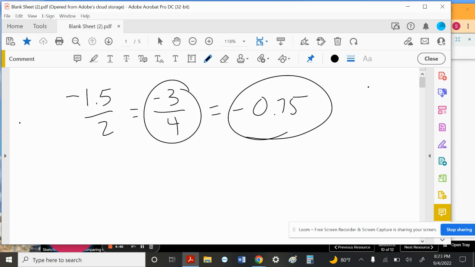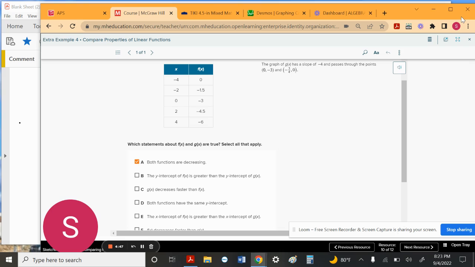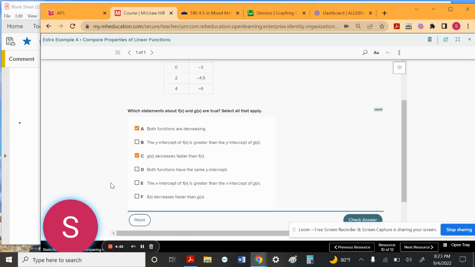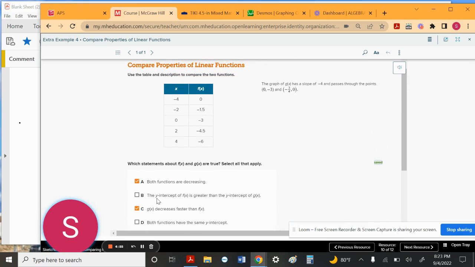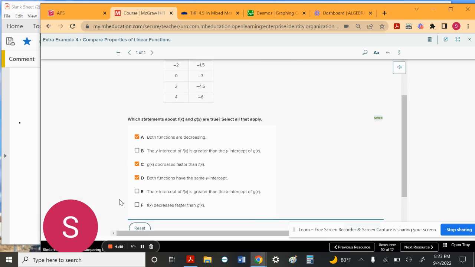So which one is going down faster? The -0.75 or the -4? So if we look at those, the -4 is going down faster. So g of x decreases faster. That's correct. Both functions have the same y-intercept. That's correct. We determined that when we were looking at the y-intercepts here.